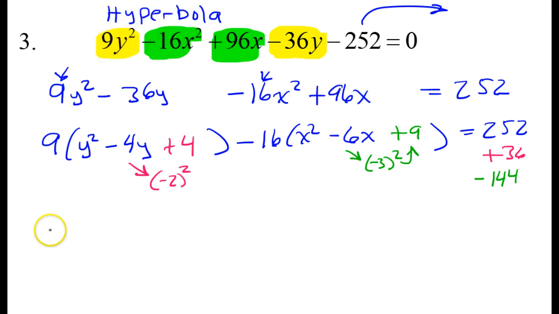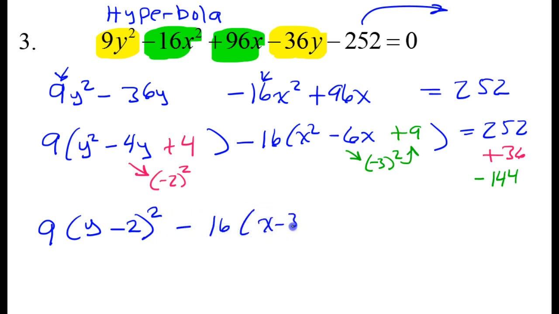So if I factor this, I'm going to have 9 times, and this will be y minus 2 times y minus 2, or y minus 2 squared. Then I'll have minus 16, and this will be x minus 3 squared. Now I need to add these three numbers together. So I'm getting 144. Standard form of a hyperbola will always have equals 1 on the right-hand side. So I know I need to divide everything by 144.